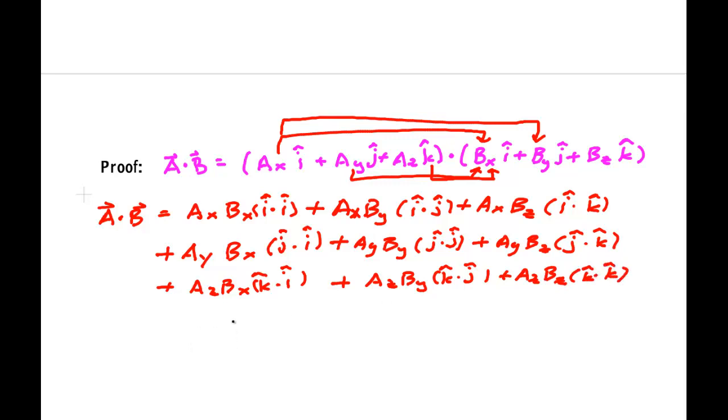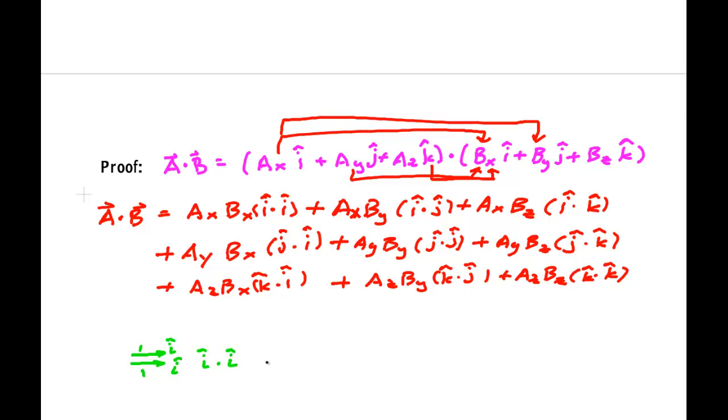Nothing really hard, but kind of tedious to have to write out 9 terms, 3 times 3. Now, what we need to do here is to look at these dot products. So let me draw you a little picture of these guys. Remember, i hat is a vector of length 1, and we're dotting that, in this case, with i hat. So i hat dot i hat.